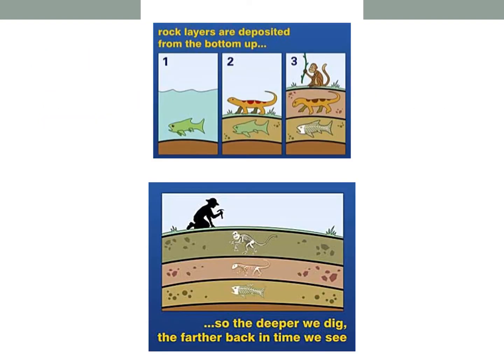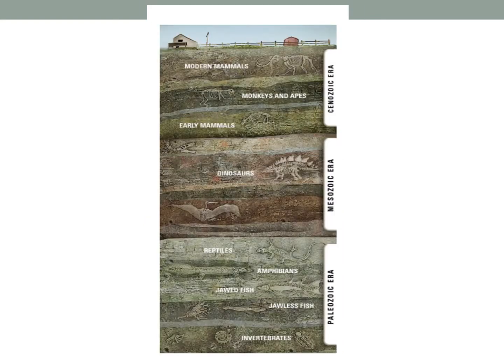We know this because as rock layers are deposited, they're deposited from the bottom up. So as we go back in time, as we dig deeper, we're going farther back in time. And the farther back in time we go, the different organisms that we're going to find are definitely going to be different.